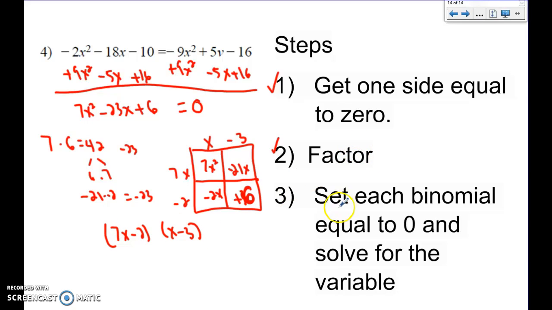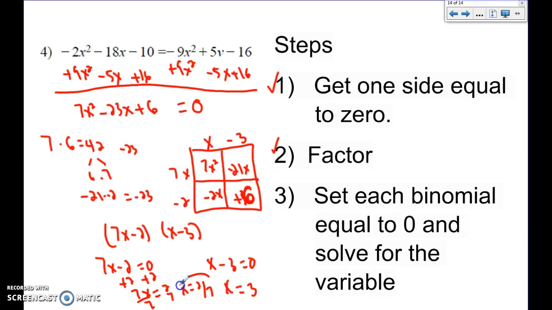So I factored. Now I'm going to set each equal to 0. 7x minus 2 equal to 0. x minus 3 equal to 0. So I get x to be positive 3. Add 2 to both sides because I'm getting x totally by itself, and I get 7x equals 2. Divide both sides by 7, and I get x to be 2/7. Those are my two solutions.